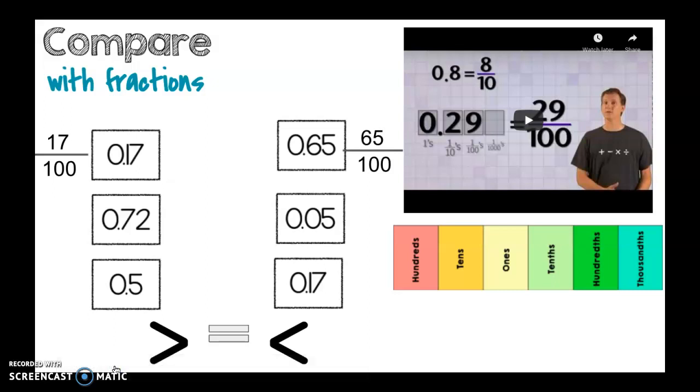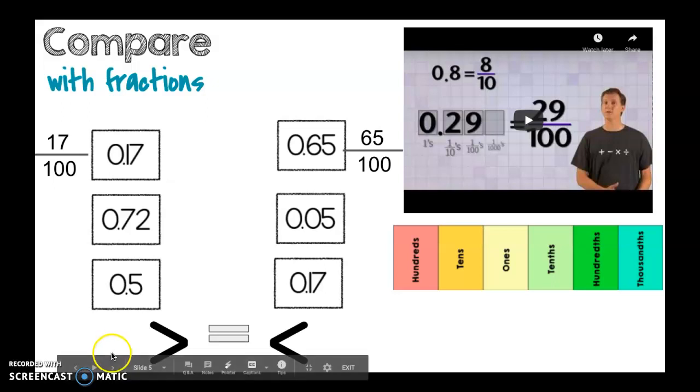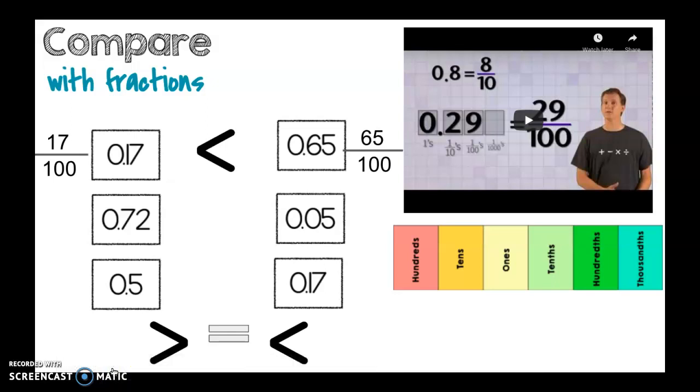Looking at those fractions and what we know about fractions, which of these numbers will be greater? You're right. 65 hundredths is greater than 17 hundredths. Pause this video and work through these problems with your teacher. Feel free to use the chart down below or take time and make fractions to help you compare these decimal numbers.